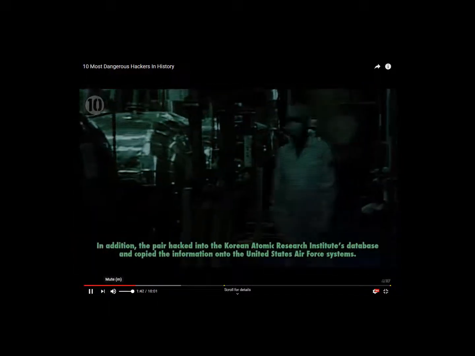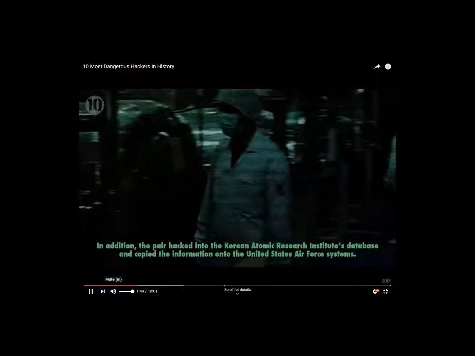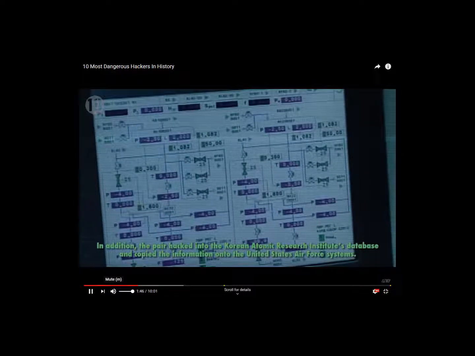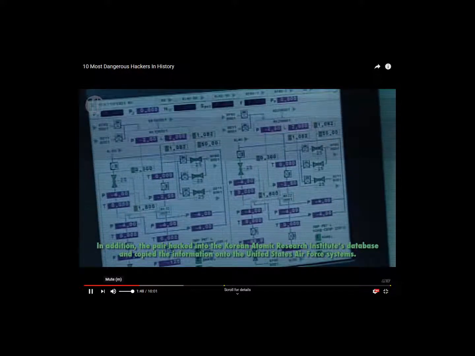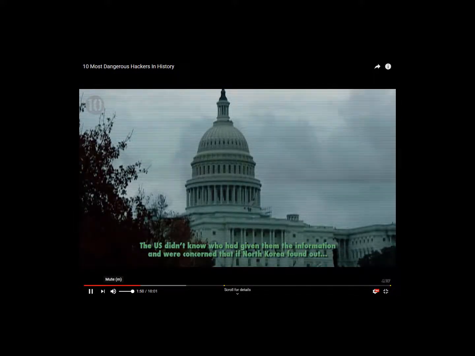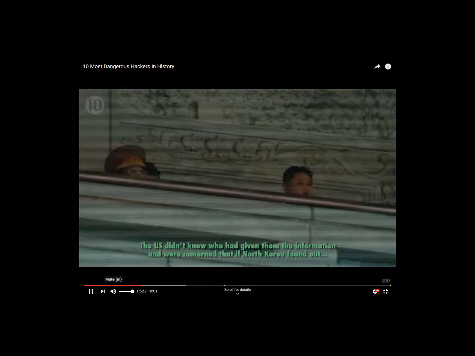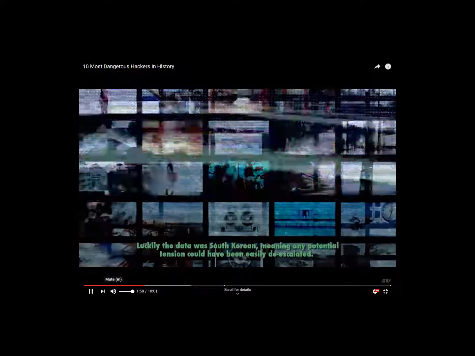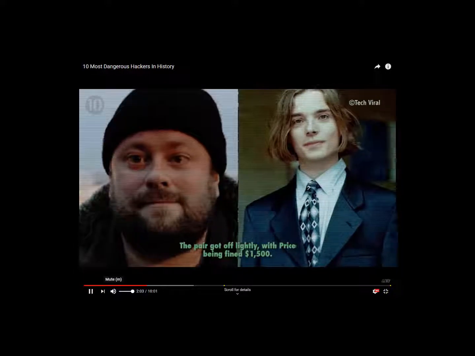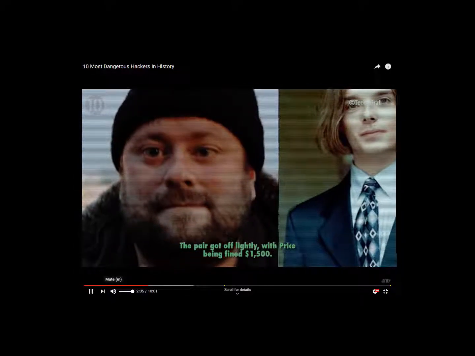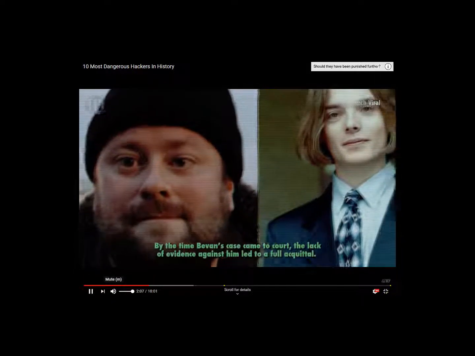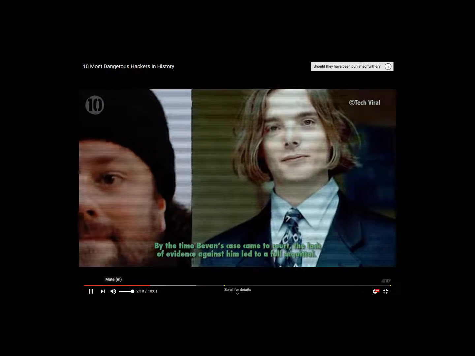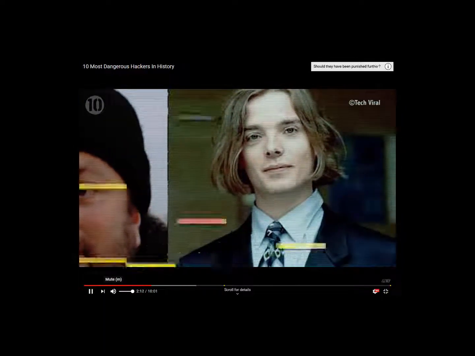In addition, the pair hacked into the Korean Atomic Research Institute database and copied the information onto the United States Air Force systems. The US didn't know who had given them the information and were concerned that if North Korea found out, they could accuse them of spying and potentially threaten war in return. Luckily, the data was South Korean, meaning any potential tension could have been easily de-escalated. The pair got off lightly, with Price fined $1,500. By the time Bevan's case came to court, the lack of evidence against him led to a full acquittal.